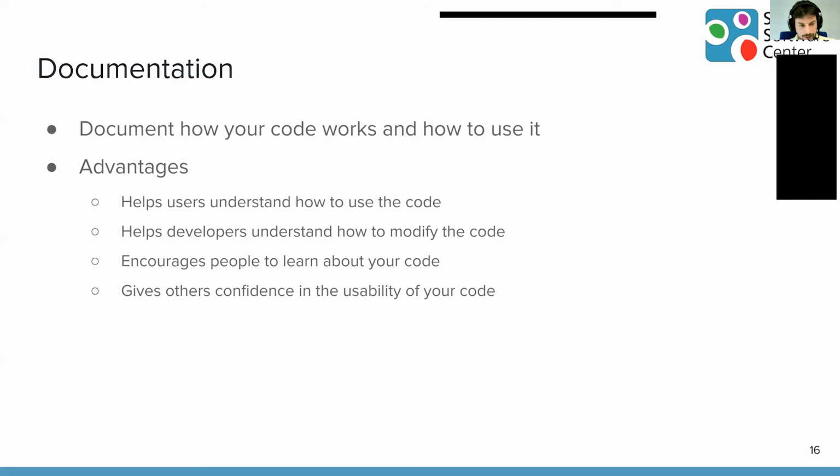So documentation. This is just writing down how your code works, how to use the code. What are the advantages of doing this? Well, it helps users understand how to use your code. It helps developers, which may include yourself in the future, understand how to modify the code. It also encourages people to learn about your code. It's a bit of positive advertising for your code. The fact that there is documentation is a good sign, and it's typically easier to read than trying to read the source code directly. And so overall, having documentation gives other people confidence in the usability of your code.